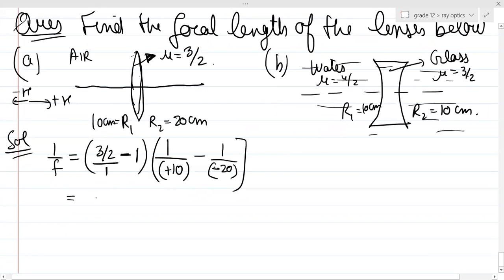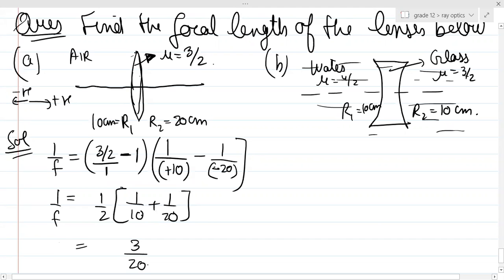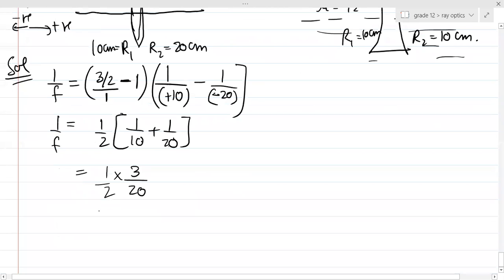So now you can solve. I think 3 by 2 minus 1 is basically 1 by 2, and this is 1 by 10 minus minus 1 by 20, which is 1 by 10 plus 1 by 20, which is basically how much? LCM is 20, so this is 3 by 20, and this will be 1 by 2. So what is the final answer? F will be equal to, this is 1 by f, so don't forget to reciprocate.